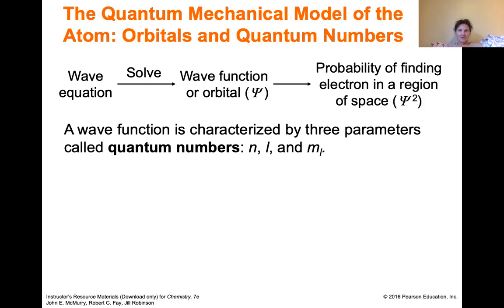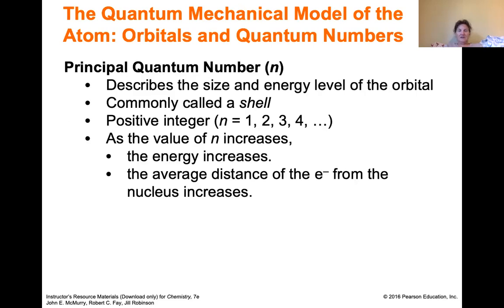The principal quantum number, n, describes the size and energy level of the orbit. It's commonly called a shell. It's going to be a positive integer starting with 1. As the value of n increases, the energy of the orbit increases, and the average distance of the electron from the nucleus increases. We'll go through this, and then it's important to come back and connect everything we've talked about. This might seem kind of abstract, but until we actually put it into action, you might not understand what questions you have.